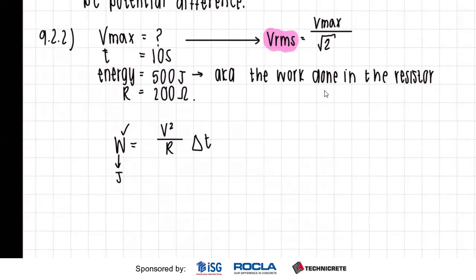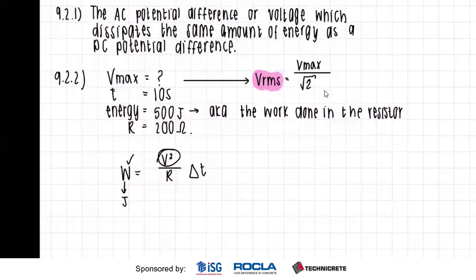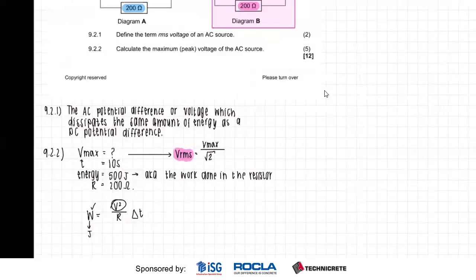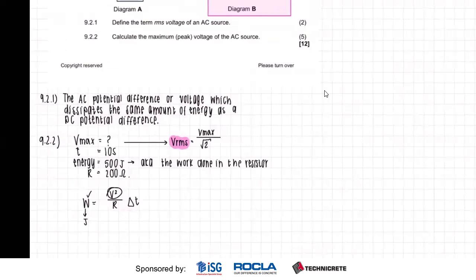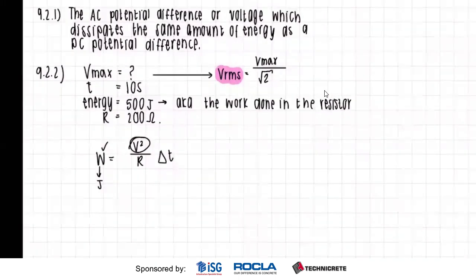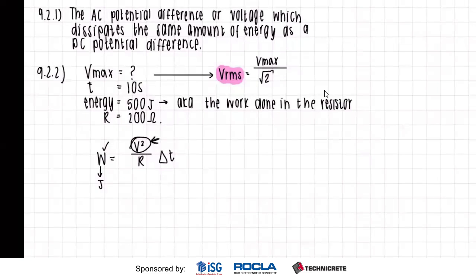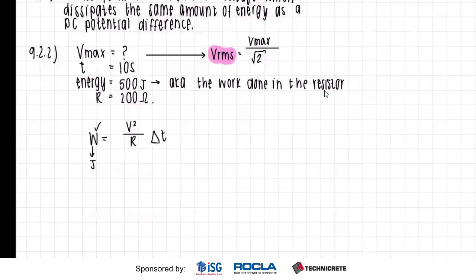We want the voltage, we want the RMS voltage. In our previous question, we were asked to find the term RMS voltage, and it was the AC potential difference or voltage which dissipates the same amount of energy as the DC potential difference. So the RMS voltage is just the normal measure of voltage that we usually get. It's not the maximum, it's just the normal measure.